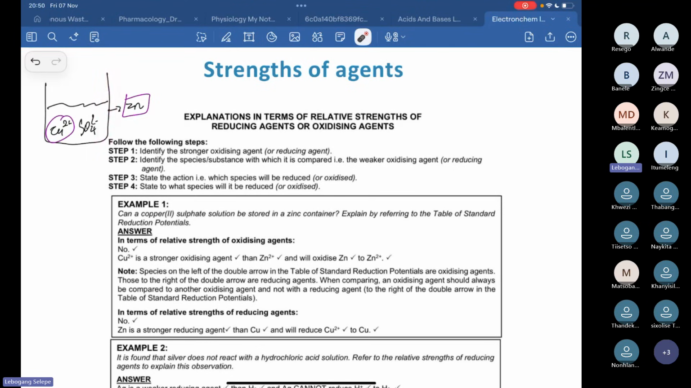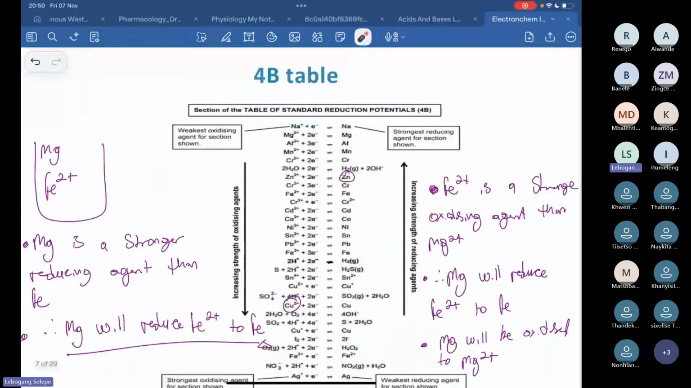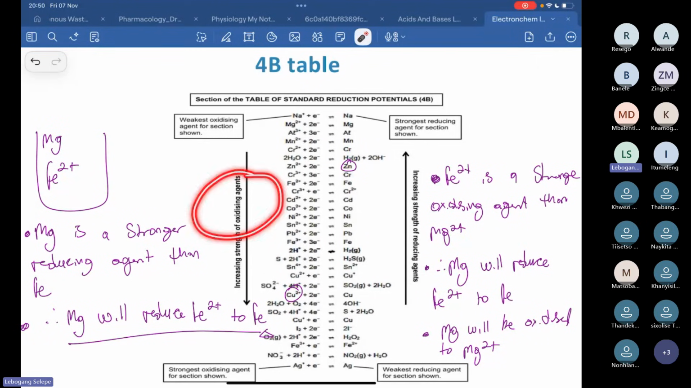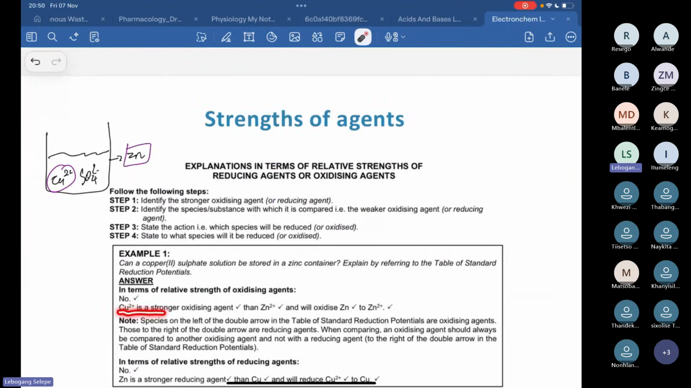So can you see how they can ask these questions? But let's see how they answered it. They said no. Here we are explaining in terms of oxidizing agents, so they went to the left-hand side of the table. They saw that copper is a stronger oxidizing agent than Zn2 plus. Let's go see that point. Copper is a stronger oxidizing agent than Zn2 plus, already 2 marks out of 4.